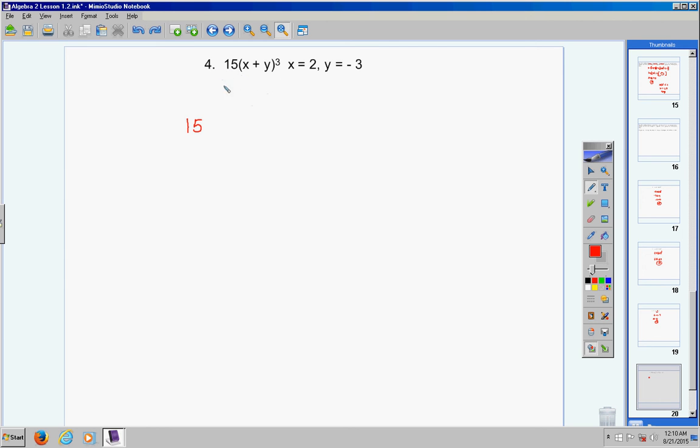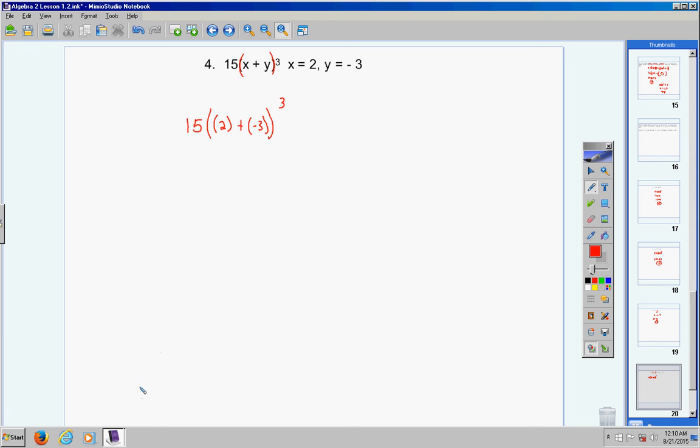Now, I encourage my students to put parentheses where they make substitutions. So here's a 15. Let's see this big parentheses here. I'll put my big parentheses. And then here's my x. So I put a little parentheses, put a 2, then close the parentheses. Then I see a plus sign. Then a little parentheses and put a negative 3. And now we're all set. We can solve this very quickly.